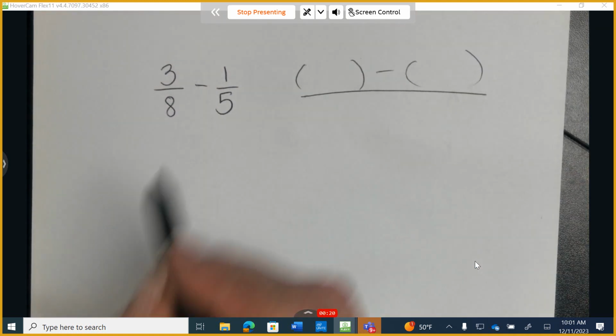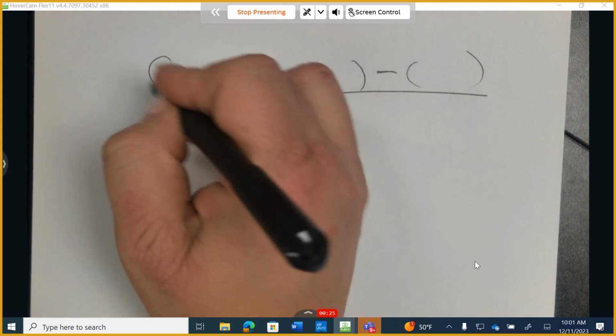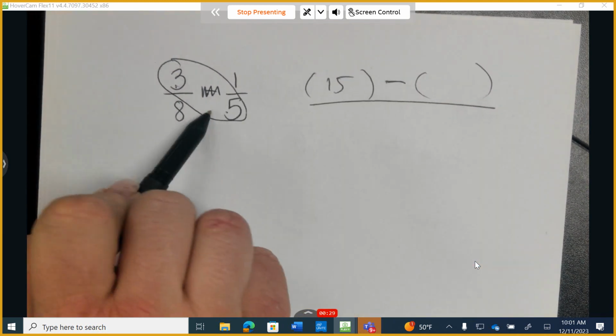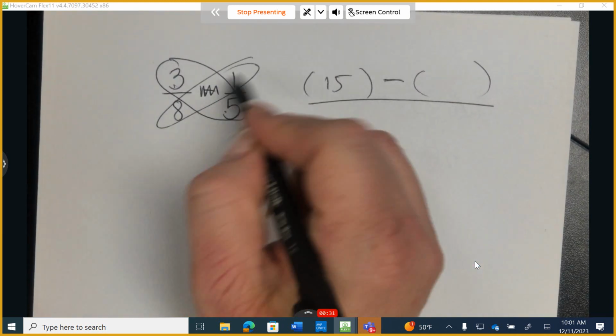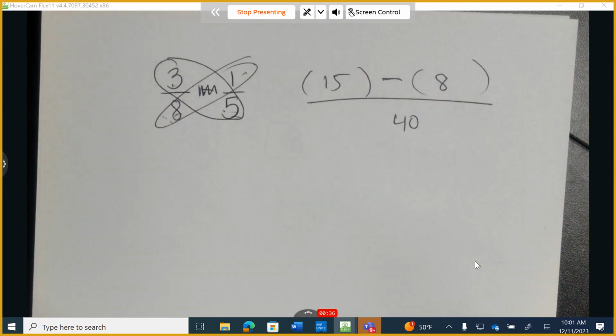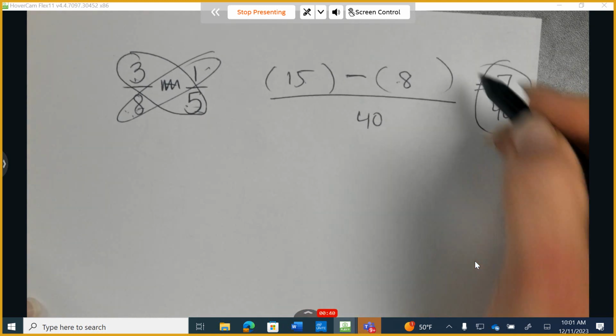The first way is the butterfly method. I take whatever the symbol is, I put it in between, and then I cross it out. I'm going to multiply these: 3 times 5 is 15. You always have to start with this diagonal first, always. Then I take the next diagonal: 1 times 8 is 8. And on the bottom, I multiply the denominators to end up with 40. If I take 8 away from 15, I get 7 over 40, and that's my final answer.